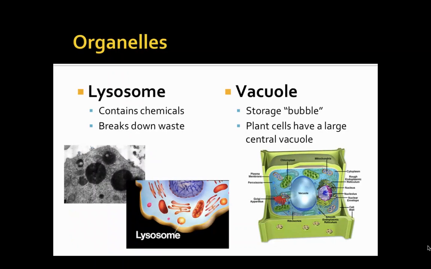The lysosome contains chemicals. It breaks down waste and can digest food as well. If they accidentally break open in the cell, it digests the cell. So that is a dangerous thing. The vacuole is like a storage bubble. It's surrounded by a membrane and it stores things in animal cells. And it's huge in plant cells.